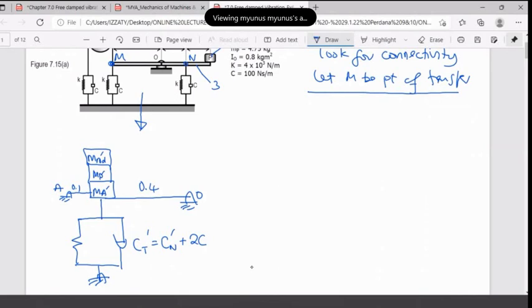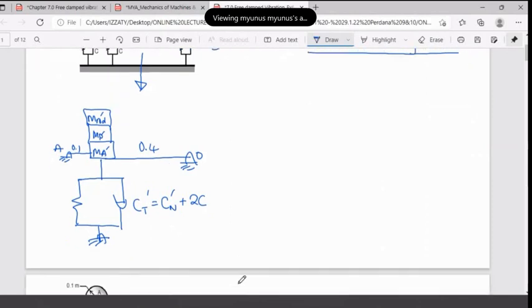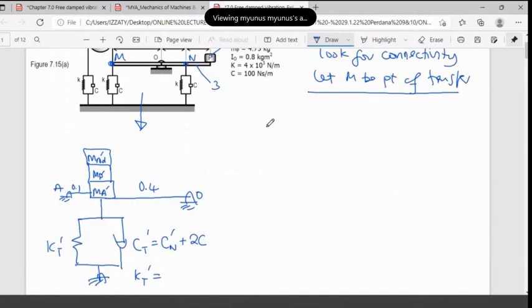Okay, is that clear? Now put K now. KT prime, I put it KT prime here. KT prime is equal to, same thing happened to K. Because you know well that the K and C is always at one position.